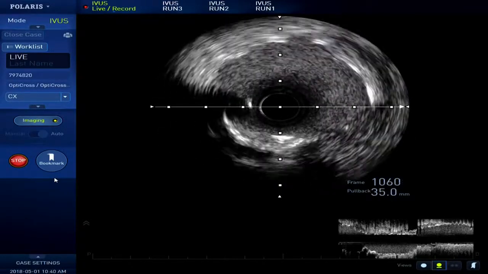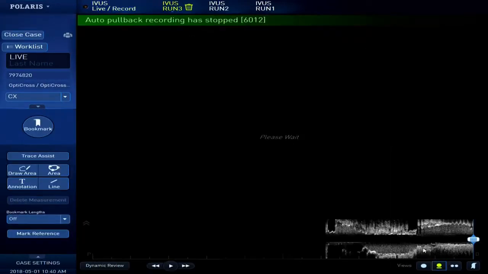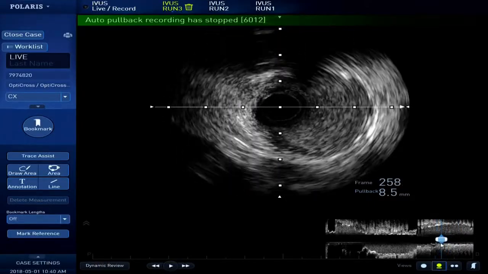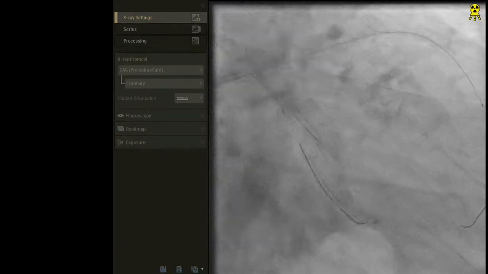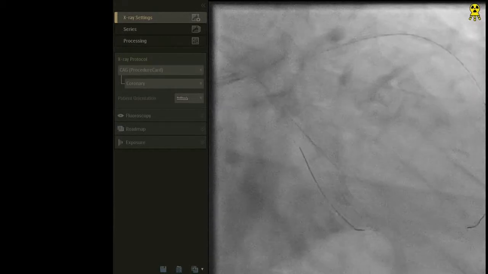And here is the left main. Almost completely covered. Measure the ostium of the circumflex, and we estimate that the stent strut was fully apposed to the vessel wall.